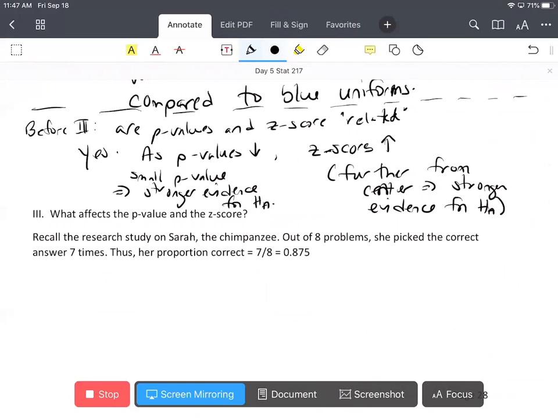Hopefully that makes sense. If not, take a minute before you move on, rewatch a little bit and see. This is an important concept to understand as we move along. So what affects the p-value and the z-score as things change? Recall this research we did on Sarah, the chimpanzee. Out of the 8 problems, she picked the correct answer 7 times. So her proportion for correct was 7 out of 8, which is 0.875.